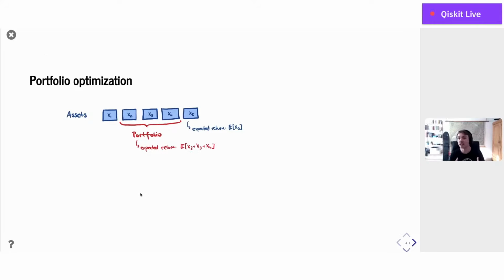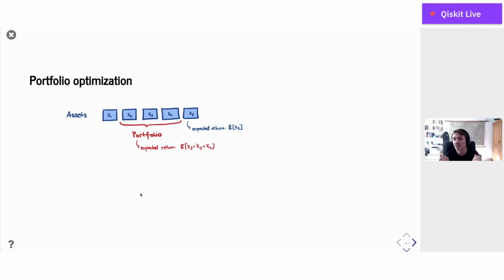The first thing that we're looking at is portfolio optimization. And in portfolio optimization, we have a collection of assets that are modeled by a probability distribution. And our task now is to find the subset of these assets that maximize our return, but at the same time minimize our risk. Why would you not include all the assets to maximize the return?